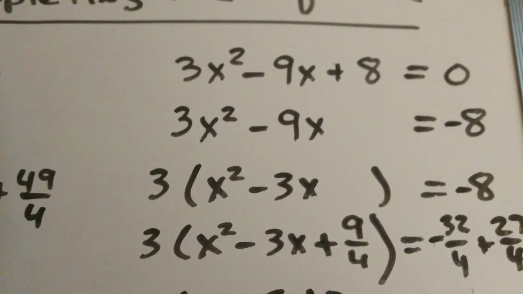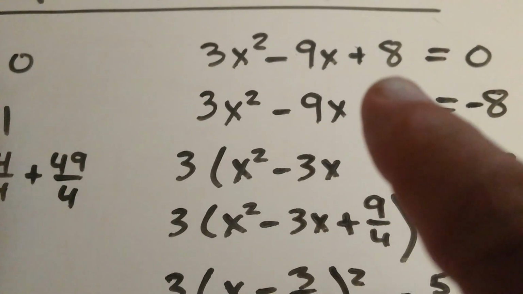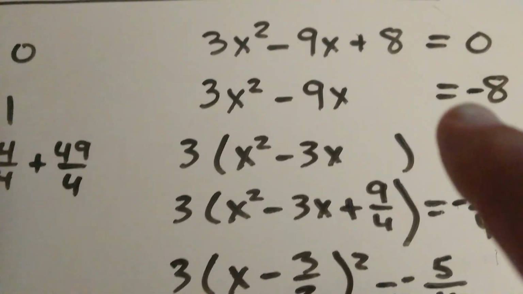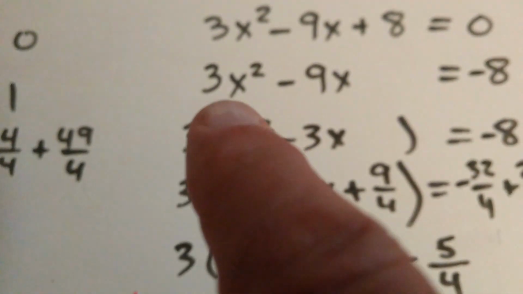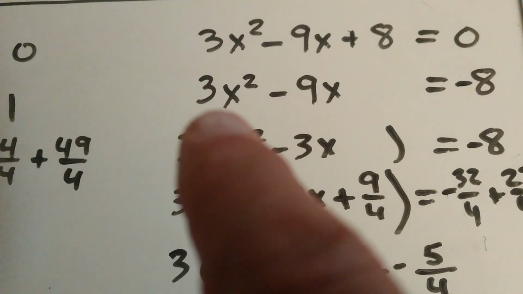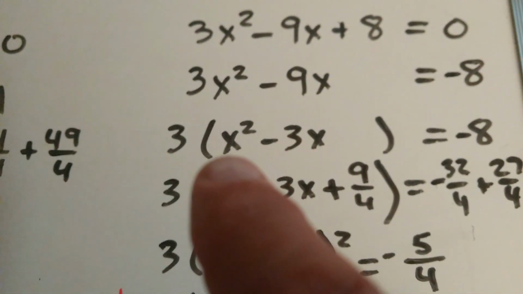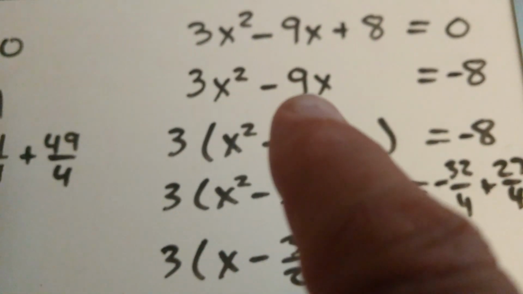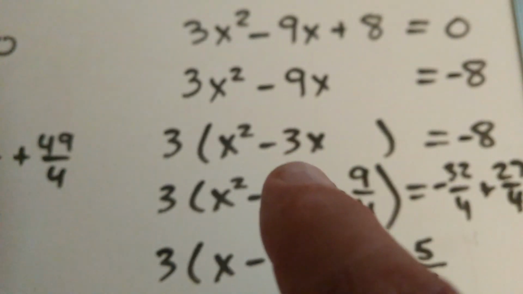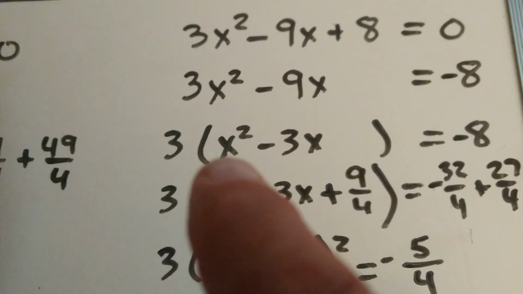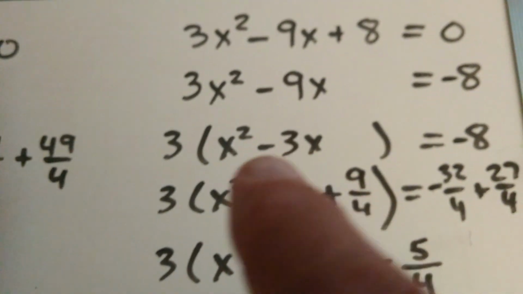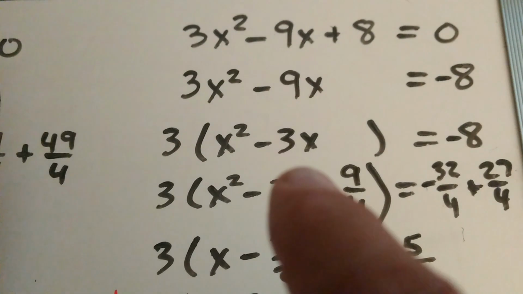First thing we do is subtract the 8 over. So the 8 here was subtracted over. Now we find ourselves with a different coefficient in front of the x squared besides 1. So what we have to do is factor it out so we get a 1. So essentially what we do is divide by negative 9 by 3, divide 3 by 3, that gives us 1, that gives us negative 3. Now we're set up to complete the square.